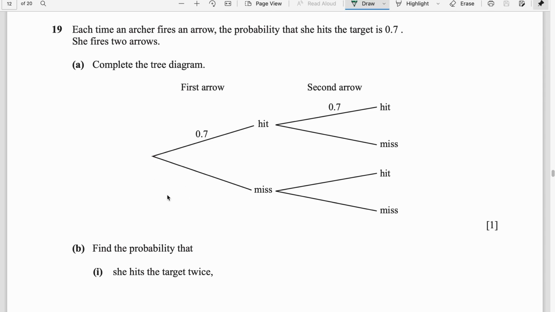Question 19. Each time an archer fires an arrow, the probability that she hits the target is 0.7. She fires two arrows. Complete the tree diagram. If she hits, it is 0.7. If she misses, it is 0.3. Find the probability that she hits the target twice.